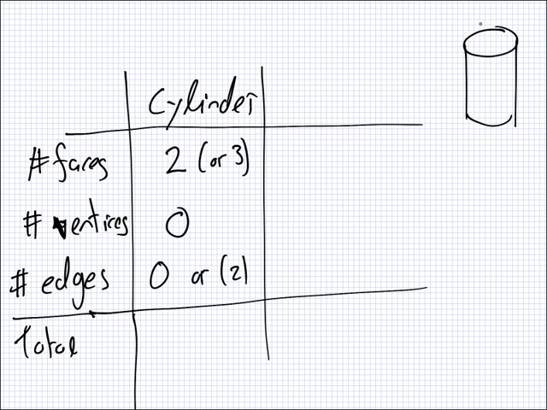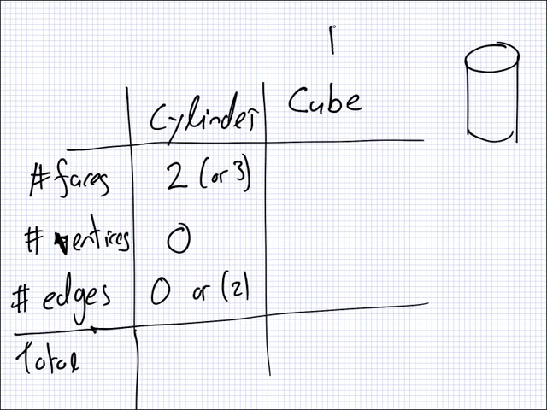What's the next one? Cube. Okay, that's much easier. Cube is this shape, all squares. How many faces? 6. How many vertices? 8. And then how many edges? 12, I think. Yeah, 12, isn't it?